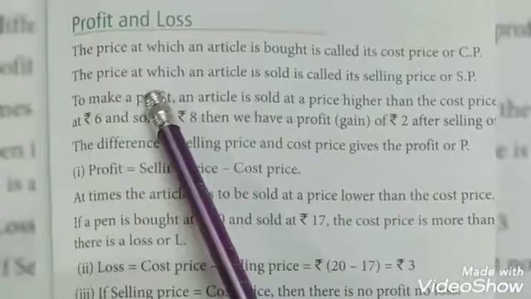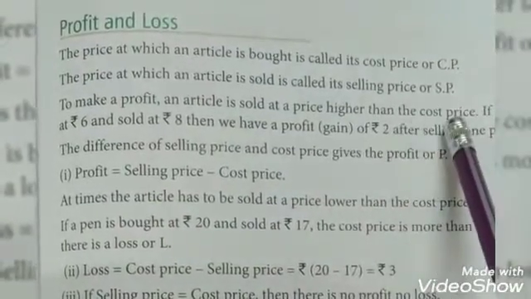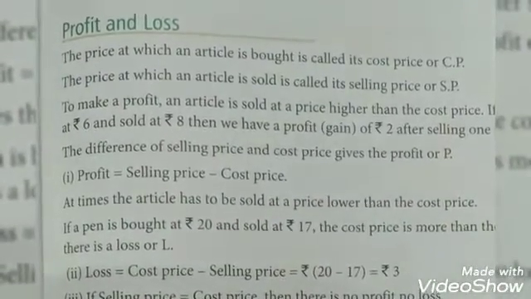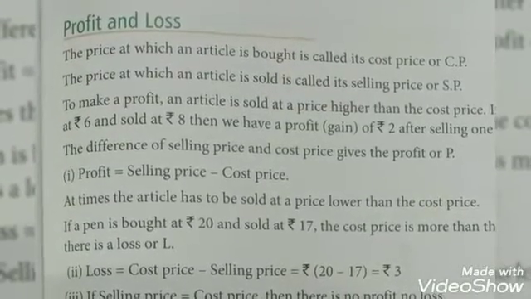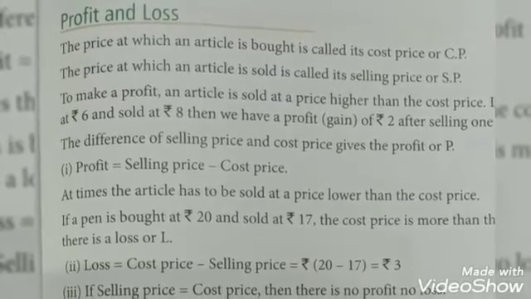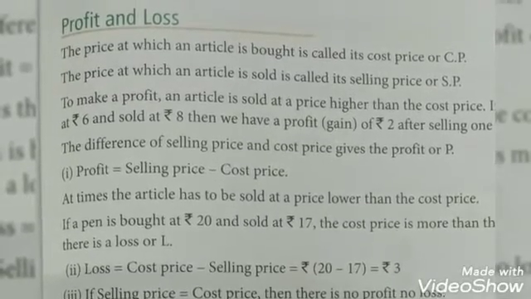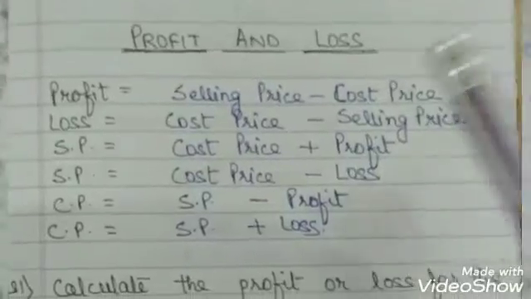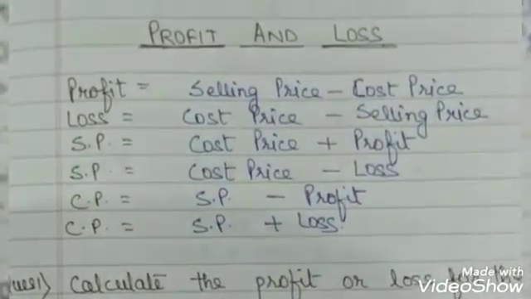Now to make profit, an article is sold at a price higher than the cost price. That is, the selling price must be greater than the cost price to earn profit. But if the selling price is less than the cost price, then we are having a loss. Now there are some formulas to find profit, loss, SP and CP.